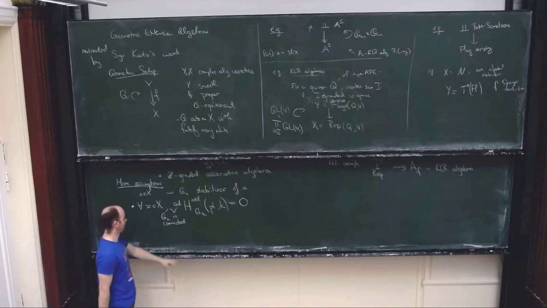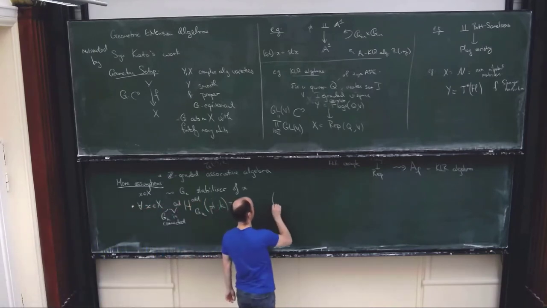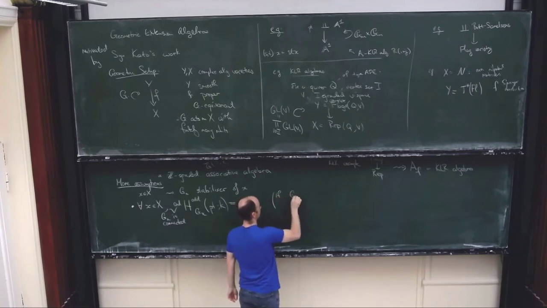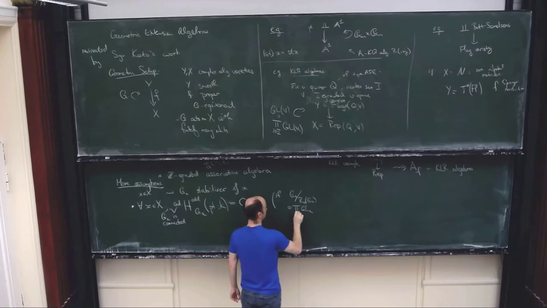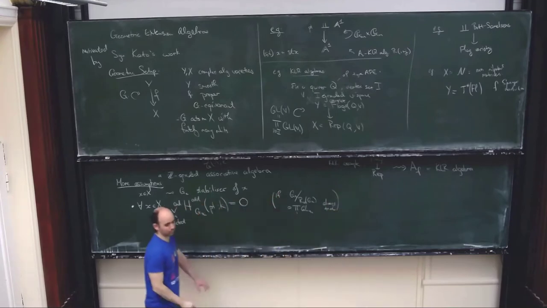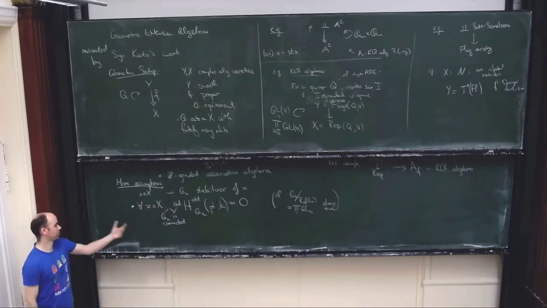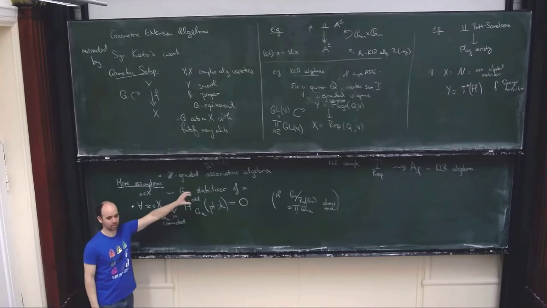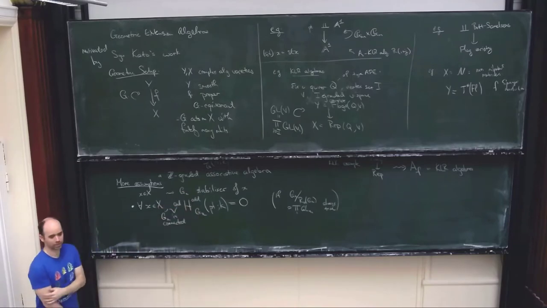And if your group G_x modulo its unipotent radical is a product of GL_n's, then this is always true. So when your groups are GL_n's, this type of thing is automatic. This comes from classical computations of cohomologies of Grassmannians and flag varieties.